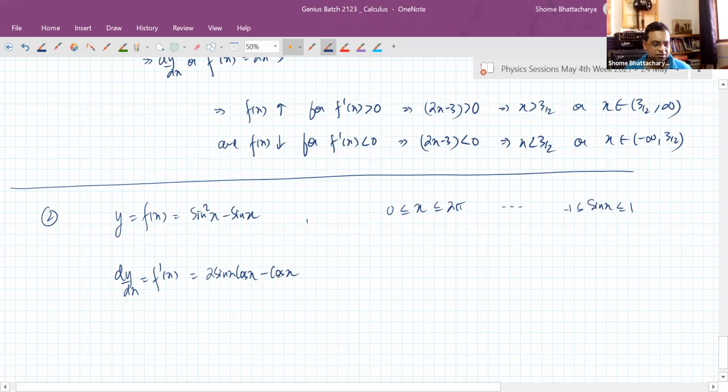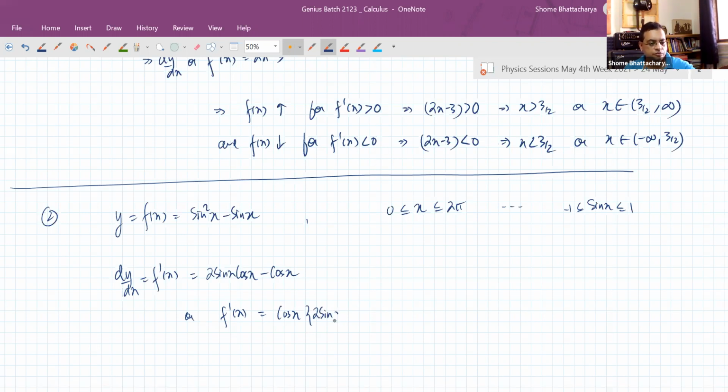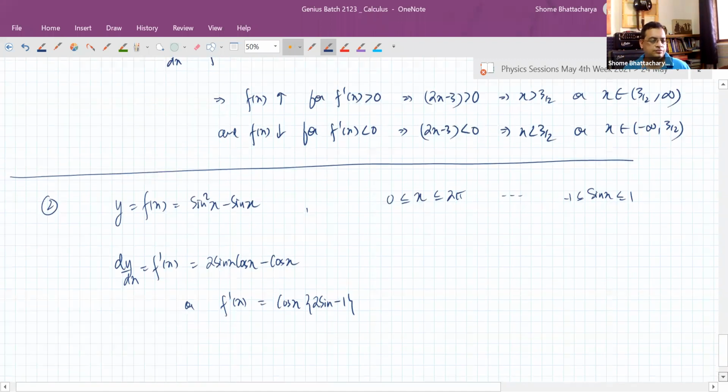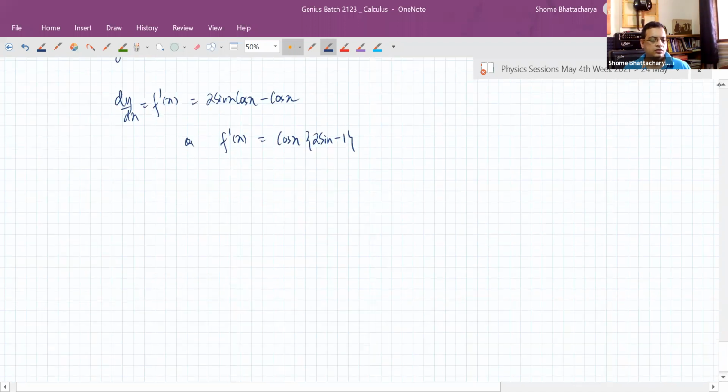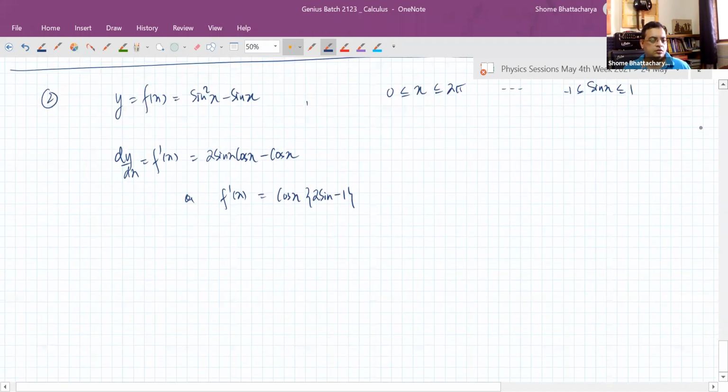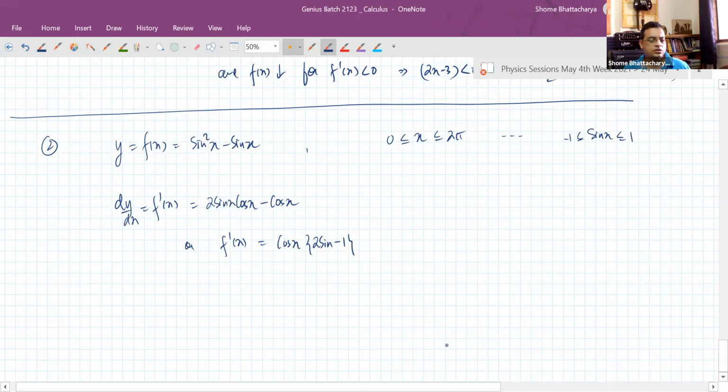Now instead of writing this as sine 2x minus cos x, I will write it in the more convenient form as cos x into 2 sin x minus 1, because that will help me analyze the algebraic sign better. Okay. So now I can see it is the product of two things like this. Okay. Where, oh sorry, I missed out the x.